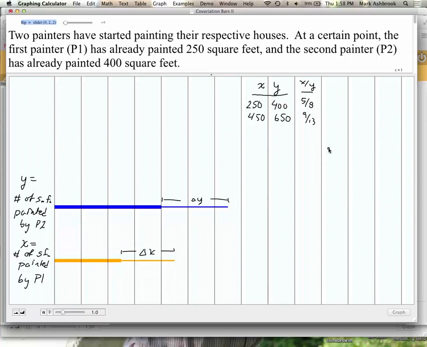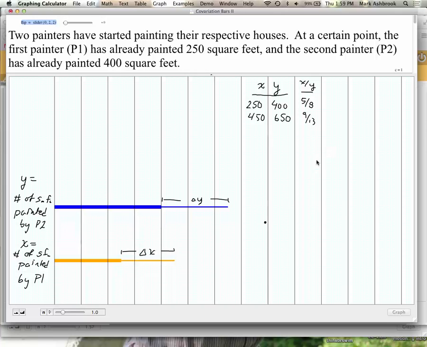Okay, what about the size of the change in y relative to the change in x? Does that maintain a constant? So the total painted by painter 2 relative to the total painted by painter 1 does not, that's changing, okay? What about the change in the amount, change in y relative to the change in x? That's staying the same? They're saying need more information. You guys agree? People are nodding their heads.